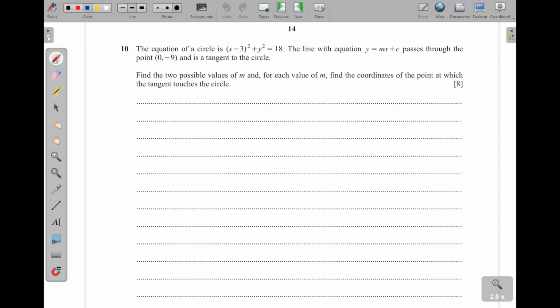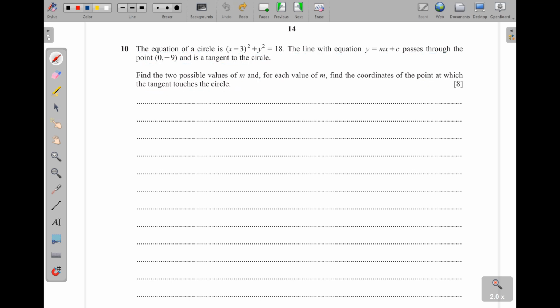Question 10, that is coordinate geometry and quadratics merged together. I can see the equation of the circle is this one here. The line with the equation y is equal to mx plus c passes through the point (0, -9) and is a tangent to the circle. Find the two possible values of m, and for each value of m, find the coordinates of the point at which the tangent touches the circle.